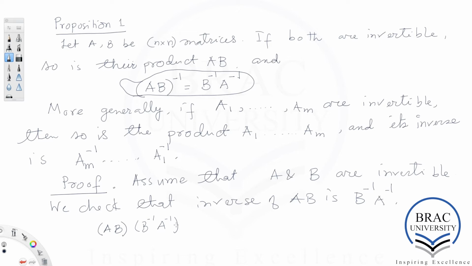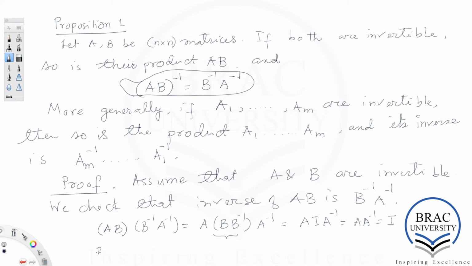Okay, now use the associativity law of matrix multiplication and group B and B inverse together, and this is nothing but the identity matrix, and the identity matrix multiplied with A inverse will give A inverse back, and the result of multiplying A with A inverse is going to be I.